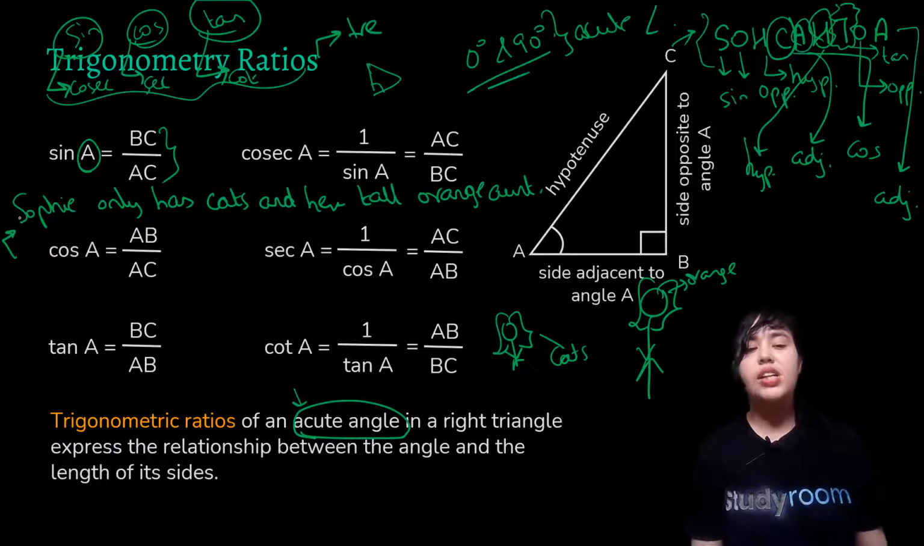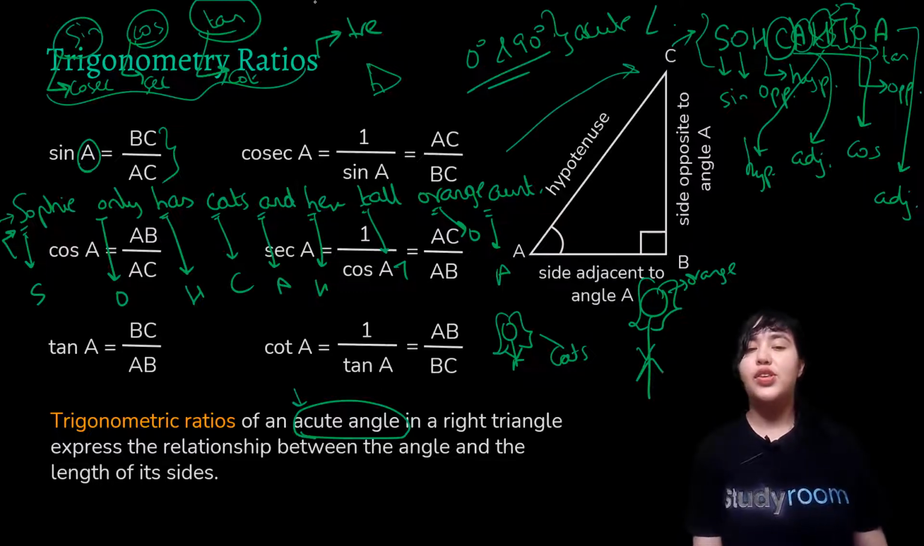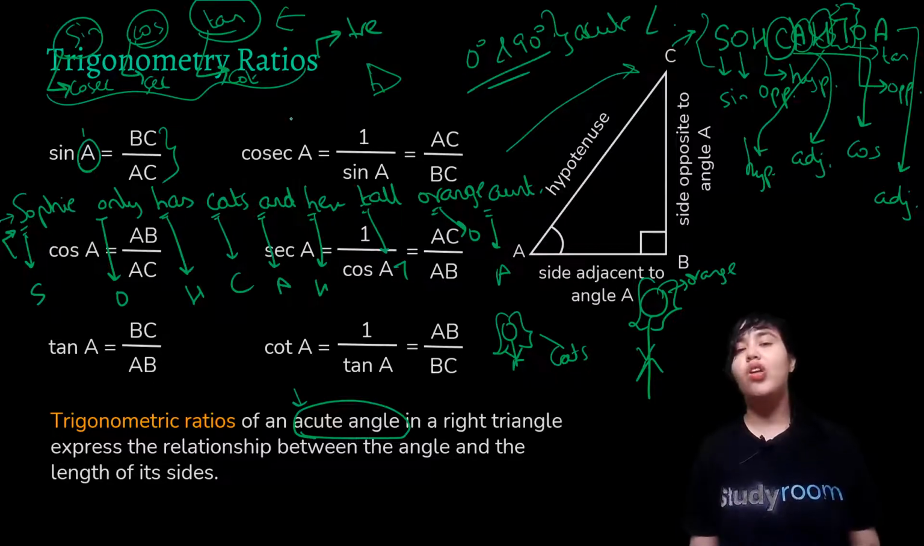If you look at the initial letters of all these words, you'll see this is S, O, H, C, A, H, T, O, A. Does it look familiar? Well, it should, because this is SOH, CAH, TOA. So if you remember this statement, you can memorize this. If you can memorize this, you can remember sine, cos, tan. If you can remember that, you just take its reciprocal and you'll be able to get the values of cosec, sec and cot. So everything is related. Just remember, Sophie only has cats and her tall orange aunt.